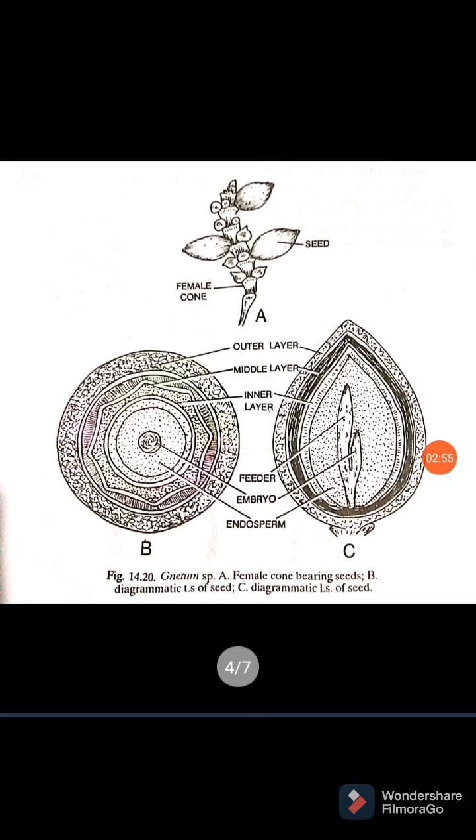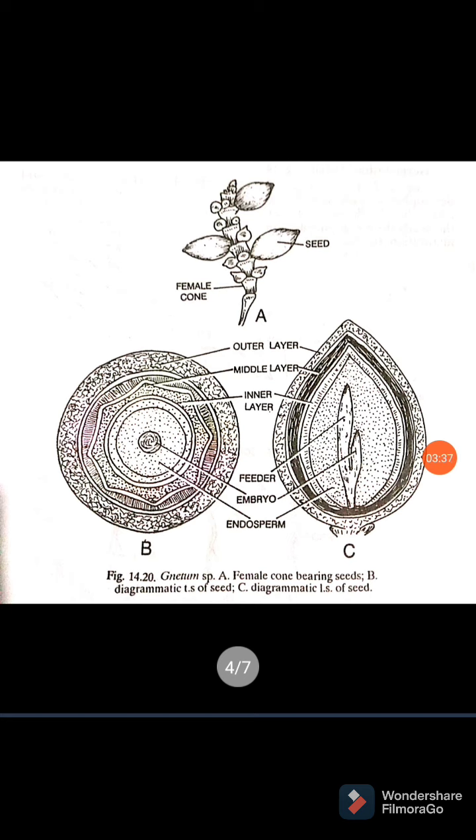Coming to the inner layer here, or the inner integument, it remains fused with the nucellus up to 2/3 of its length. Okay, you can see here the nucellus. It remains fused with the inner layer, and the free portion of the inner layer encircles the nucellar cap, and it will project beyond the nucellus. You can see here just below the inner layer, the nucellus is present, right? So this inner layer encircles the nucellar cap, and it will project beyond the nucellus.